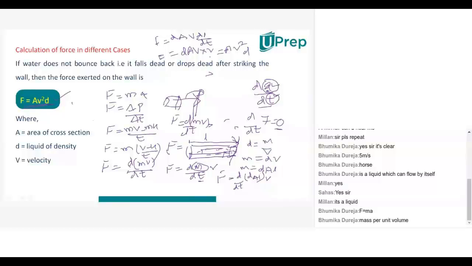If water does not bounce back, it is coming from some pipe and hitting the wall, then the force exerted by the water on the wall will be A V square D. This equation you have to remember. Okay. Yes, sir.